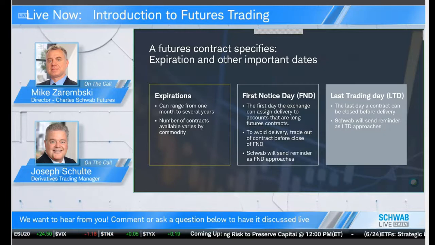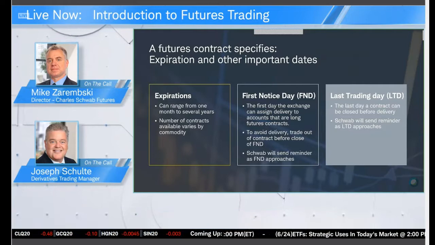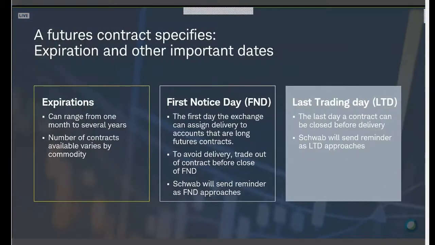Now let's talk a little bit about some of the other important dates that all futures traders should know. Since Joe talked a little bit about the first notice day, obviously it's the first day that the exchange can assign delivery to an account that's long the futures contract. And like Joe was saying, we don't allow our traders here to take physical delivery of any contracts, and we do ask that they close it out 3 business days prior to that first notice day. And we do send emails out to clients notifying them that this day is occurring.